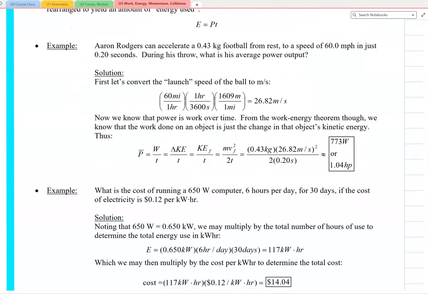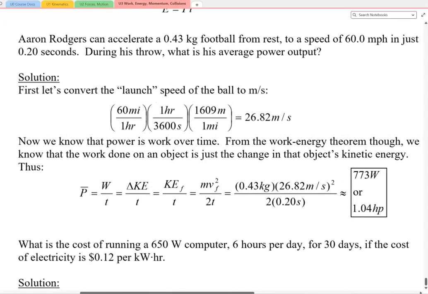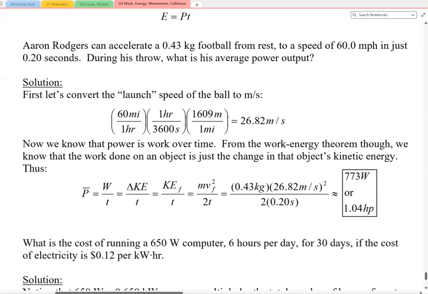Our textbook likes to go through a couple examples, and our notes from the university like to go through a few examples here. Starting to be a little bit dated in this reference, but still true for the time being. Aaron Rodgers can accelerate a football that has a mass of 0.43 kilograms from rest to a speed of about 60 miles an hour in about a fifth of a second, 0.2 seconds. During the throw, what is his average power output?